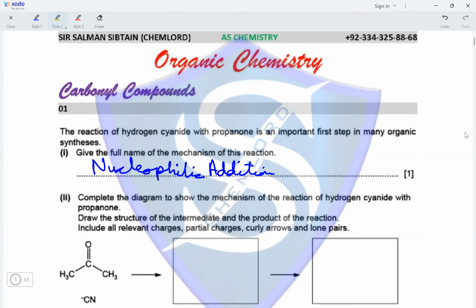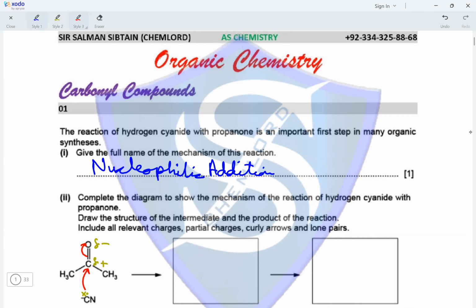So first we will include the partial positive and the partial negative charges on the carbonyl carbon and the attached oxygen. And then we include the lone pair of electrons on the carbon atom of the CN negative ion. Then we have a curly arrow going from this lone pair towards the partial positive charge on the carbonyl carbon, because of which the carbon oxygen pi bond undergoes heterolytic fission and breaks.